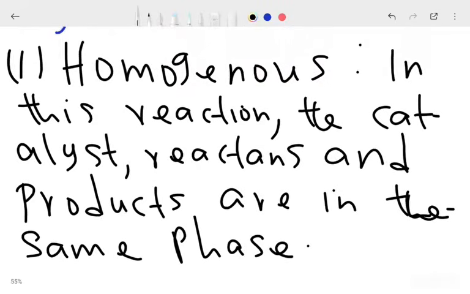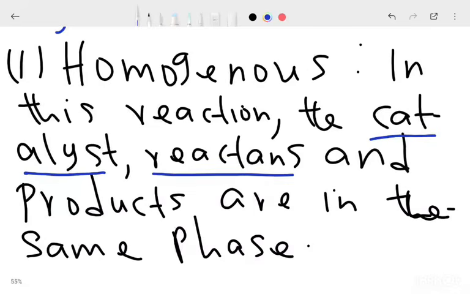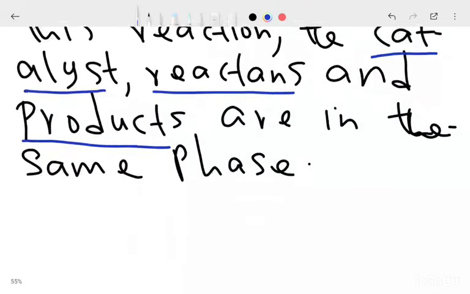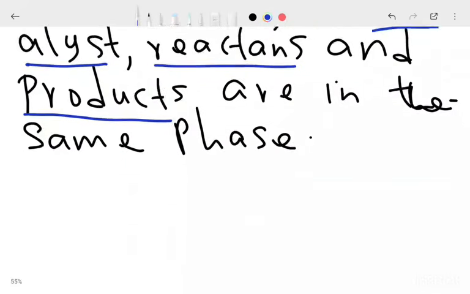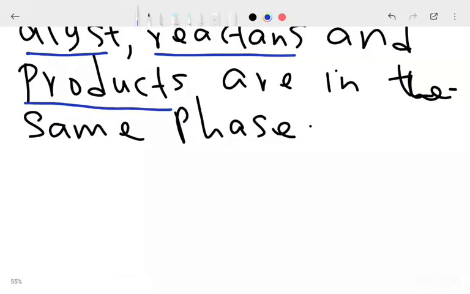What does it mean? I said in homogeneous catalysis, in this reaction, the catalyst, the reactants and the products are in the same phase. There are three words here, take note of them. Number one is the catalyst, number two is reactants, and number three is products. All are in the same phase. Are you getting it? Now, what does it mean? Let me show you with an example.